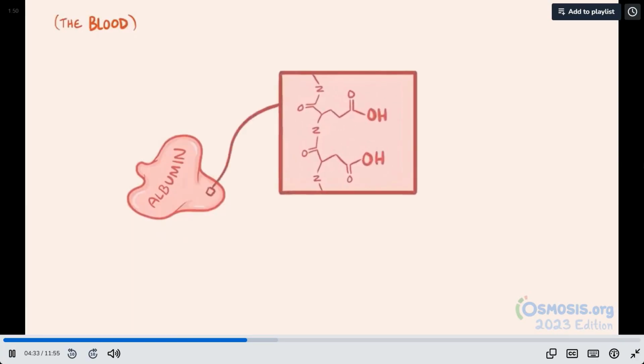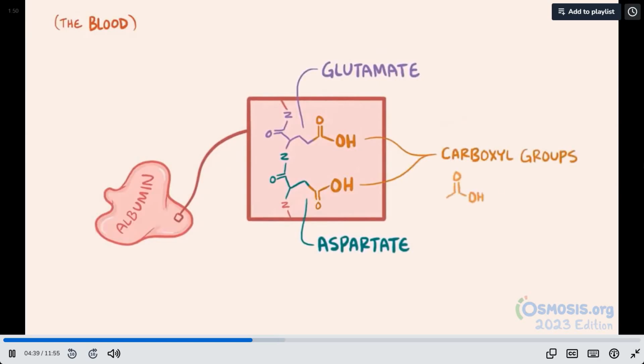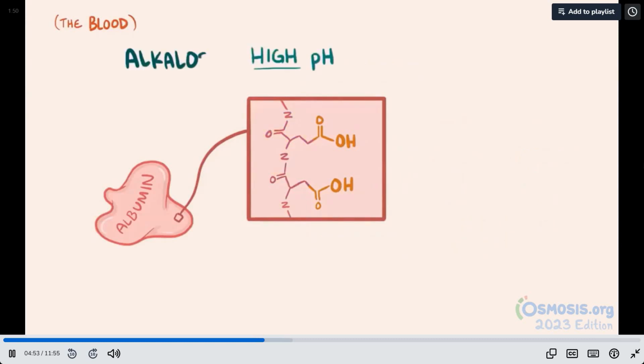This happens because albumin has acidic amino acids, like glutamate and aspartate, and these have carboxyl groups that are in the form of COO- or COOH. Overall, the balance of COO- and COOH changes based on the pH of the blood. When there's a high pH or alkalosis, there are very few protons floating around, and so those carboxyl groups tend to be in the COO- form.